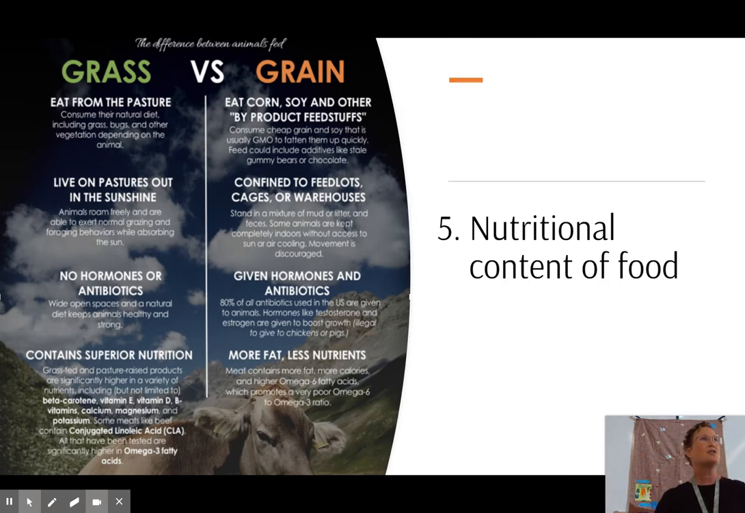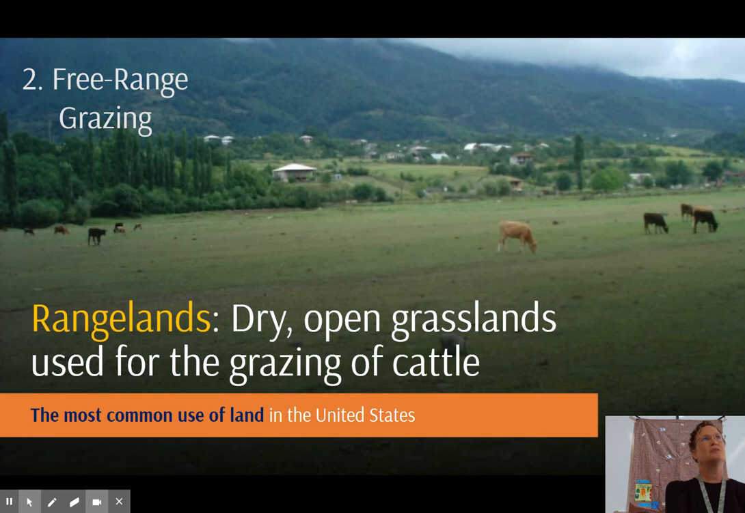So there's also the nutritional content of food. So grass versus grain. We can't eat grass, okay? We can't digest grass. We don't have the same kind of stomachs that cows do. But we can eat grain. So instead of feeding the grain to the cows, we could eat the grain ourselves. And that's really the big difference. So there's free range grazing. Okay, so that's the nutritional content.